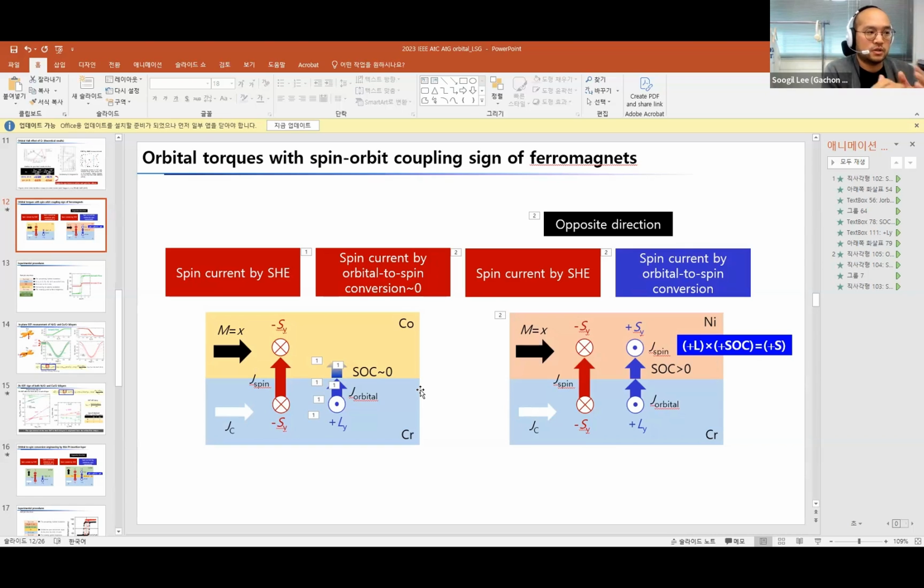And I have one question about this topic. That is the orbital to orbital exchange interaction. I'm not sure about that. Is it possible or not? But in my opinion, nowadays we only know that there is no direct exchange interaction between orbital angular momentum and spin angular momentum. So we can make the torque by the orbital current, but we need the orbital to spin conversion process. This is my answer for you.